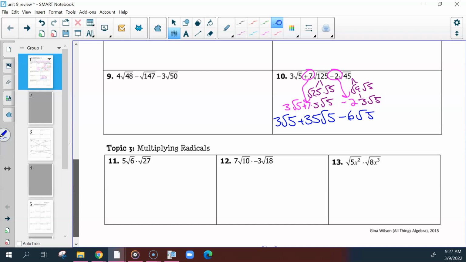Can we simplify this anymore? Yes. How so? By combining them. And what are the like terms? The square root of 5, all of them. 3 plus 35 would be 38. 38 minus 6 would be 32. So 32 times the square root of 5 would be our final answer. Yes, 35: we multiply the 7 and the 5.